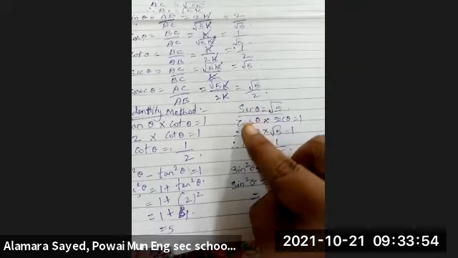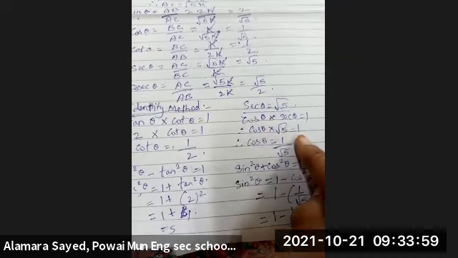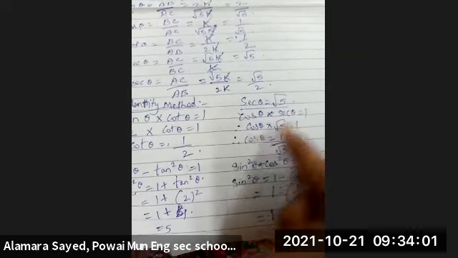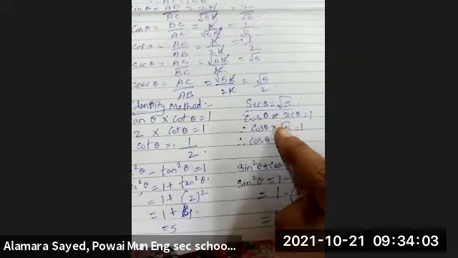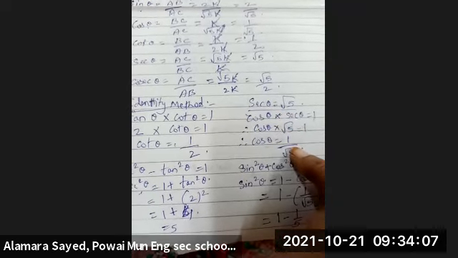The same way, cos theta into sec theta is equal to 1. So cos theta into root 5 is equal to 1. So cos theta is equal to 1 upon root 5, since when root 5 is shifted here, the multiplication sign changes to divide, that is 1 upon root 5.